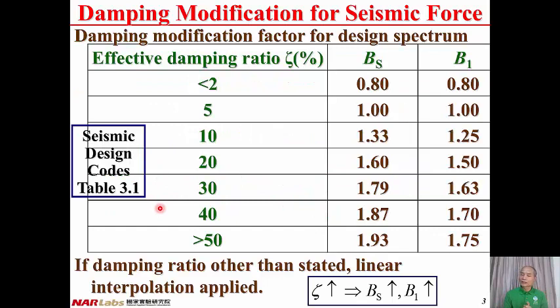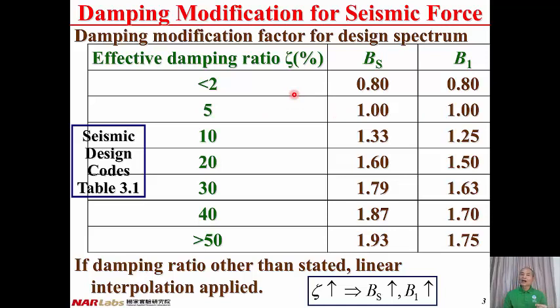According to Seismic Design Codes Table 3.1, we have the damping modification factor for design spectrum. BS is the damping modification factor for short period structure. And B1 is the damping modification factor for 1 second period structure. When the damping ratio is 5%, there will be no modification. BS equal to 1, B1 equal to 1.